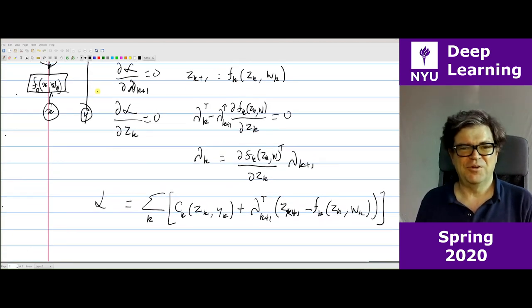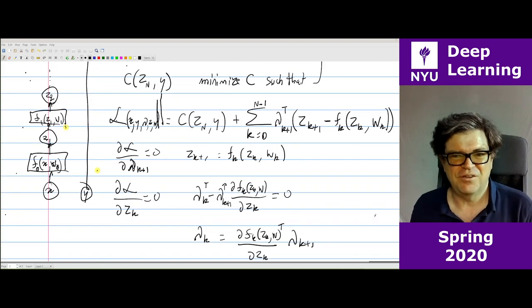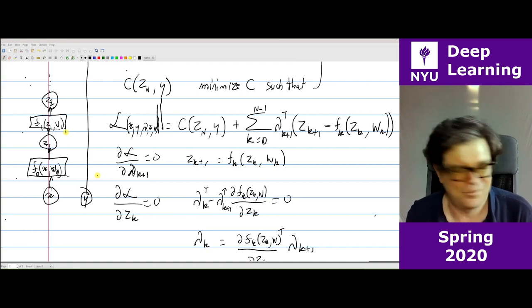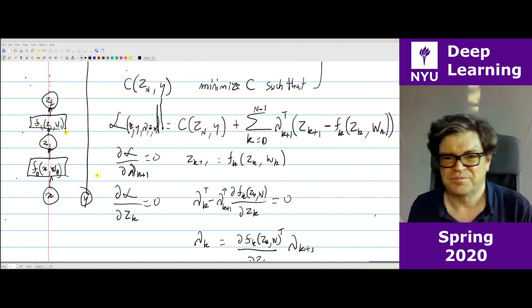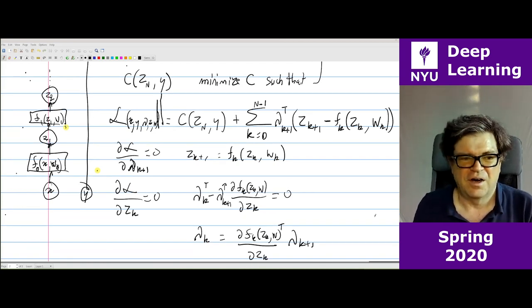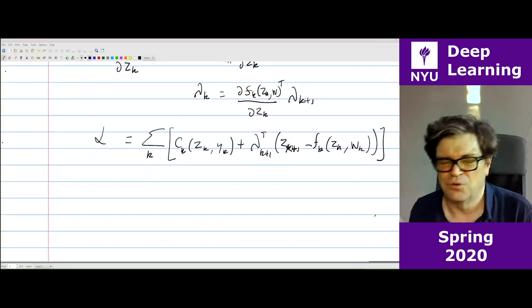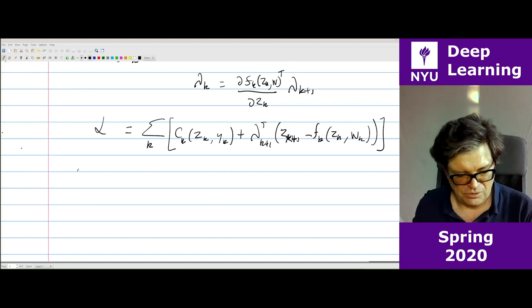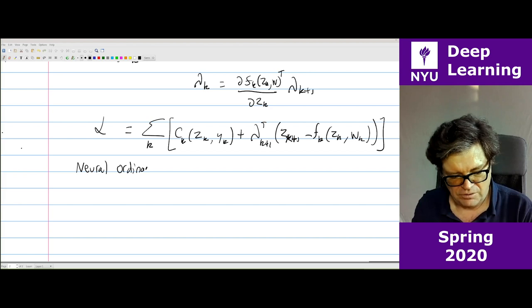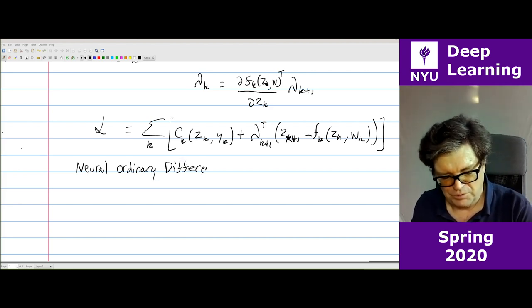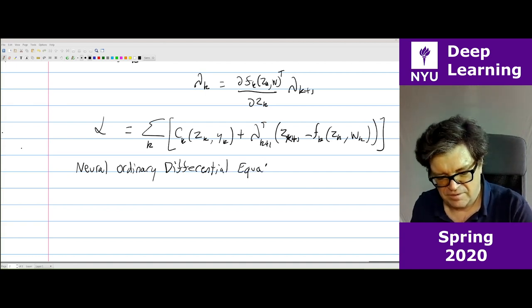Okay, why am I telling you this? It's because conceptually, the mathematics of this is super simple if you know Lagrangian minimization of the constraint. This is something you can use also in a new class of model called neural ODE. So neural ordinary differential equation. And this is something Alfredo wanted me to talk about.